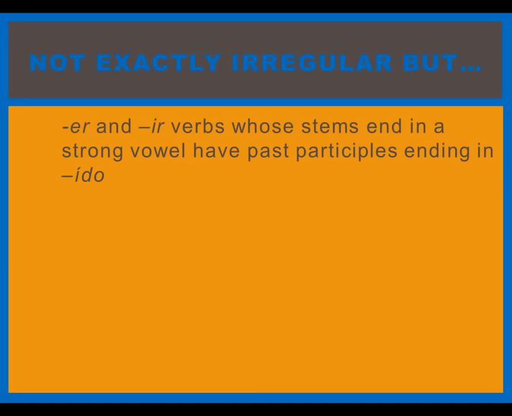So these verbs aren't exactly irregular. They still follow the pattern of taking off the ending and adding the participle ending, but they do pick up an accent mark. The reason caer picks up an accent mark is when we take off the ER, we're left with an A. A is a strong vowel, and when we add a weak vowel to it, without the accent mark, it would be pronounced caido. Since we want to hear the weak vowel, we need to add an accent mark, and now it's pronounced caído. Here are some others.